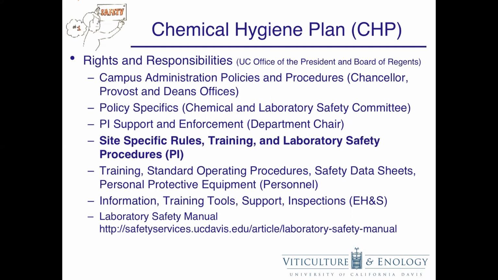Personnel are responsible for taking the training, understanding standard operating procedures, reading safety data sheets of chemicals used in the lab, and wearing personal protective equipment. Safety information, training tools, support, and inspections are the responsibility of the campus environmental health and safety team. Again, the Chemical Hygiene Plan can be found in the Laboratory Safety Manual.